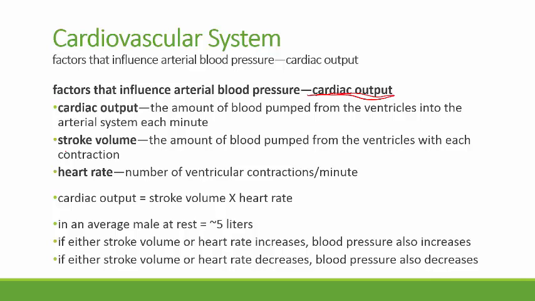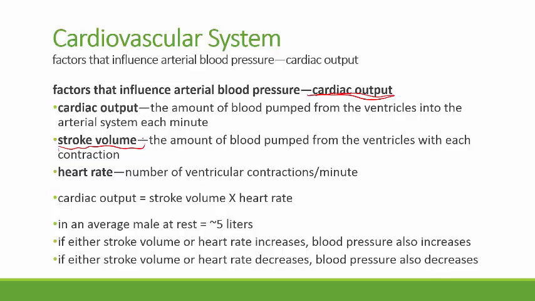One is stroke volume. That's the amount of blood that is pumped from the ventricles with each contraction of the heart. So stroke volume tells you how much blood is pumped out. And then heart rate is the number of times that the ventricles contract every minute. And so to determine cardiac output, we multiply stroke volume by heart rate.